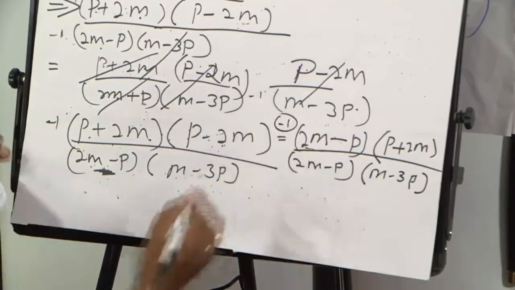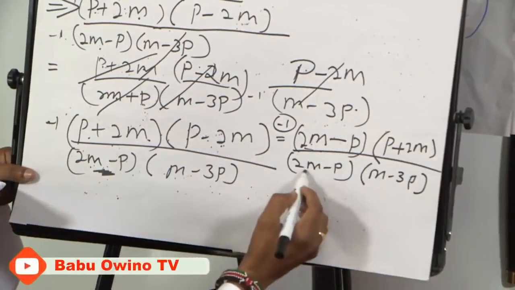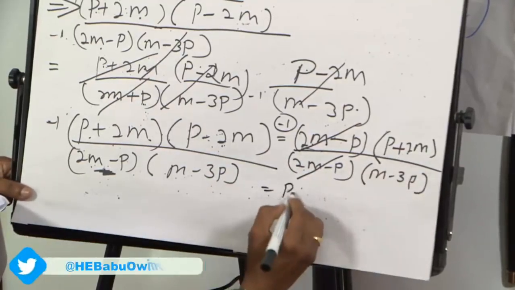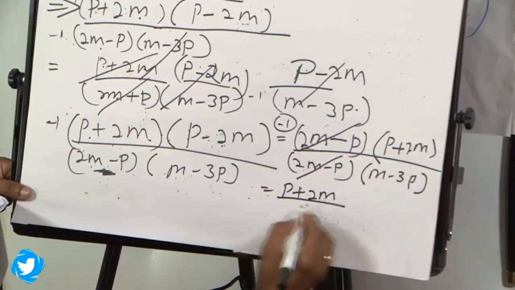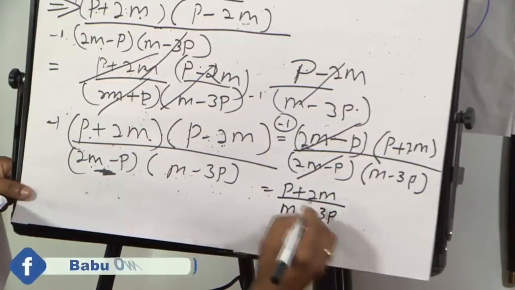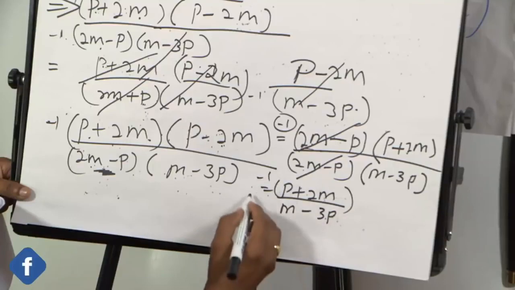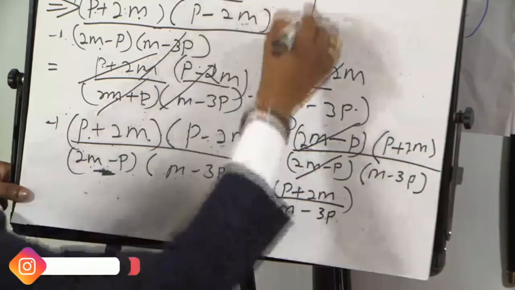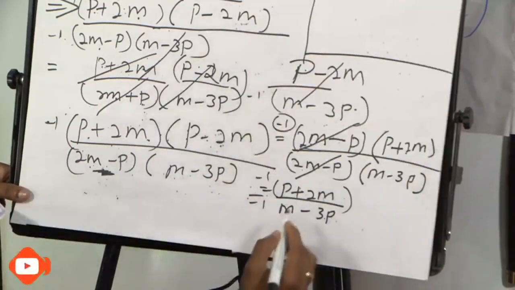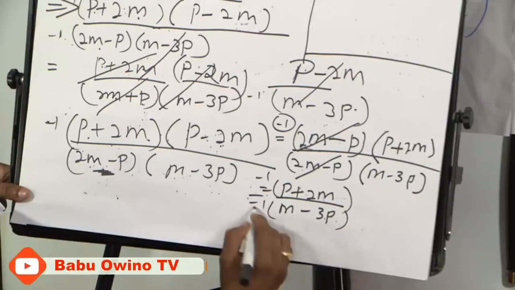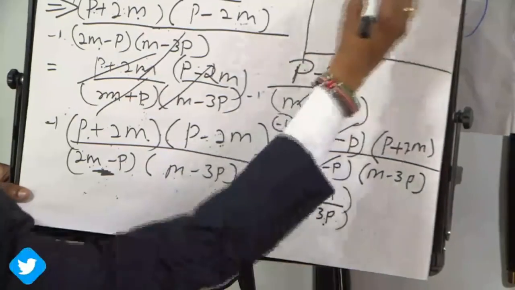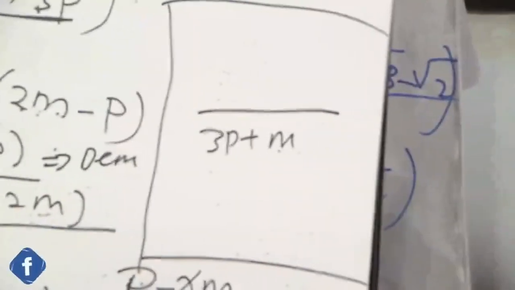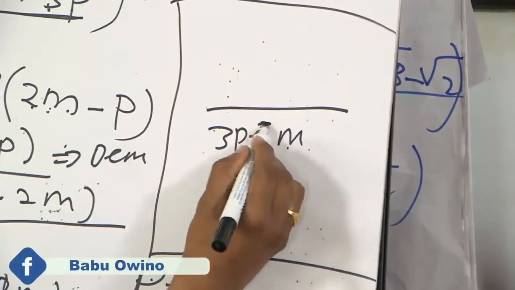Remember, we have negative here. So 2m minus p over 2m minus p, this and this cancel. Here you remain with p plus 2m divided by m minus 3p. If you have a negative here, we can divide this by negative. Just follow me here, we are almost finishing it. When you multiply this by a negative, you get 3p. The denominator is 3p minus m, sorry, 3p minus m.